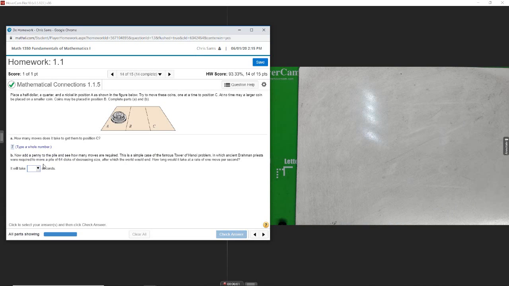And then part B wants us to generalize this. If we had a pile of 64 with decreasing size, after how many moves or how many seconds would this end? And saying assume it takes 1 second to make a move. So the formula that we would need would be this one. If we had 64, we would take 2, raise it to the 64th power, and then subtract 1.